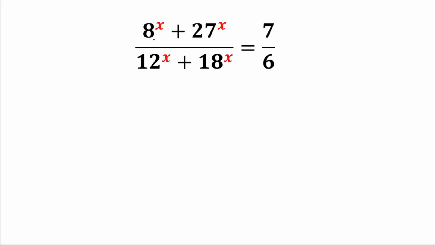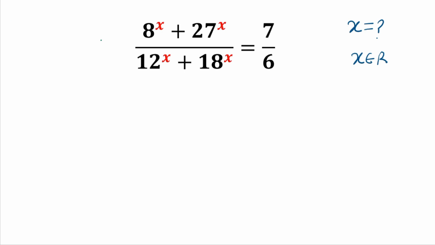Hello students, in this video we are going to solve (8^x + 27^x) / (12^x + 18^x) = 7/6. Here we will find the value of x, where x belongs to the real numbers. Look carefully, we have been given an exponential form.